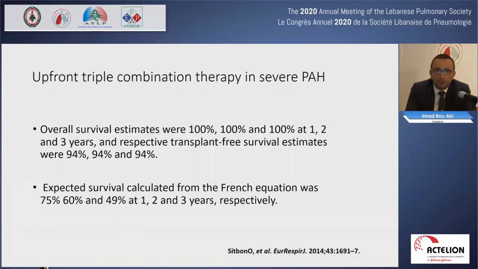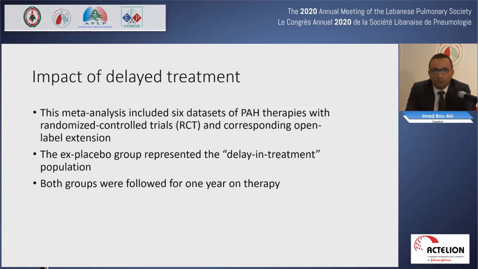But the even more telling part is that in this upfront triple combination in severe PAH, the overall survival was 100, 100, 100 at 1 to 3 years, compared to the transplant-free survival estimates at the time of 75, 60, and 49%. So obviously, compared to a general estimate based on other studies, they had a remarkable response with triple therapy. So this was the first signal that early treatment is important. You have to stay ahead of the disease. And this is an example where, when started, all 3 drugs did well.